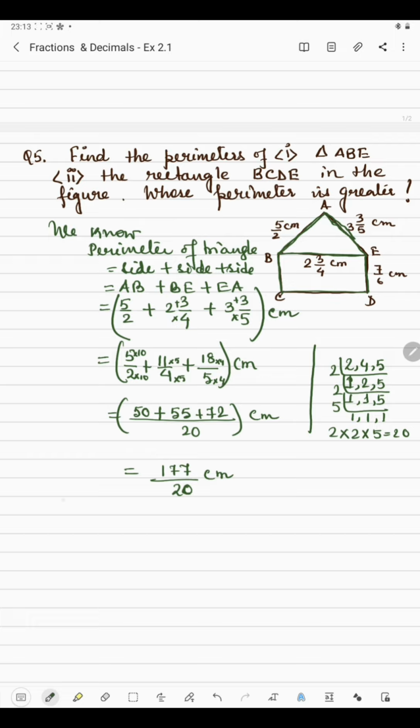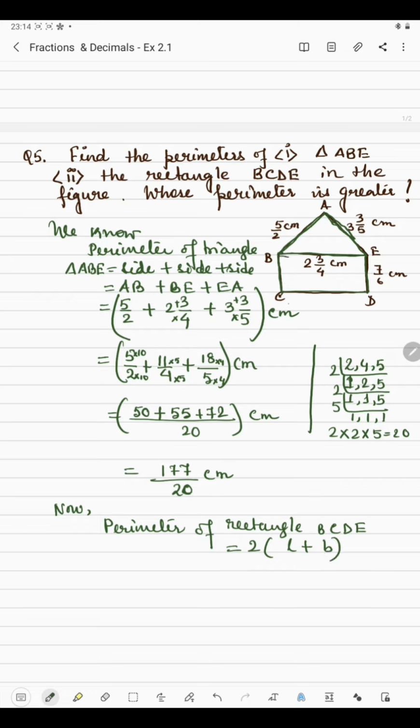Now we will have to find the perimeter of a rectangle. Perimeter of a rectangle is 2 into length plus breadth. So here the name of the rectangle is BCDE. So we will write perimeter of a triangle, ABE. This is the perimeter of a triangle, and now we will find the perimeter of a rectangle, which is BCDE. So what is the perimeter of a rectangle? It's 2 into length plus breadth.